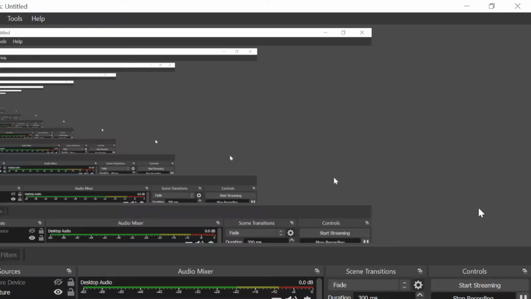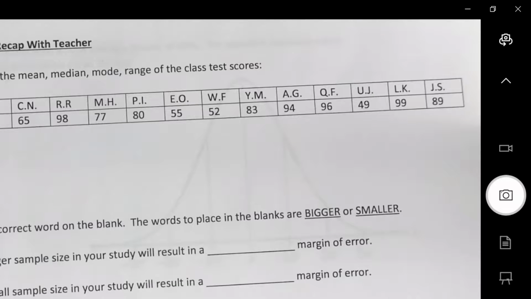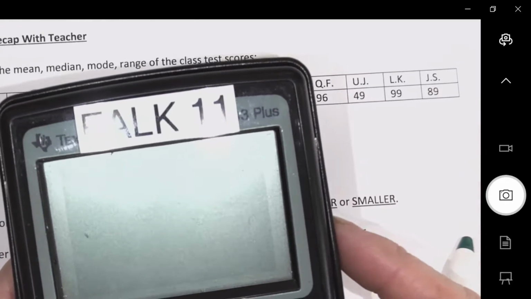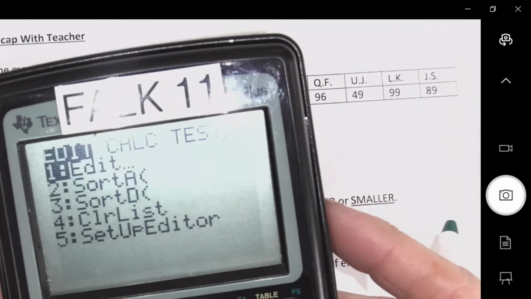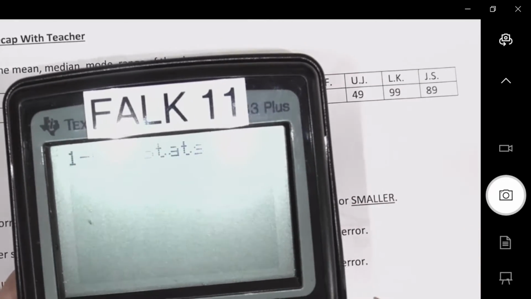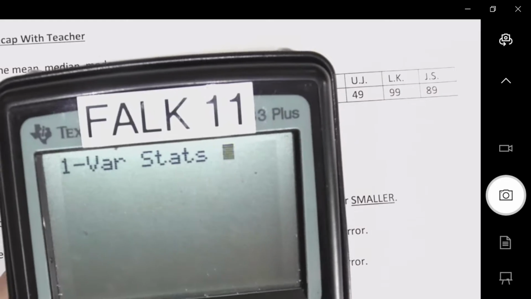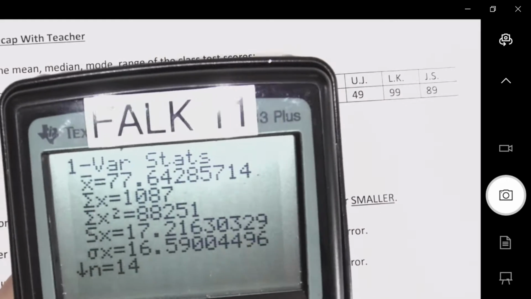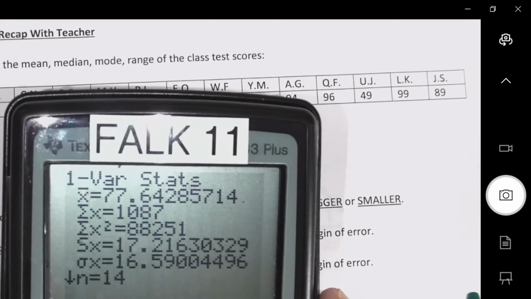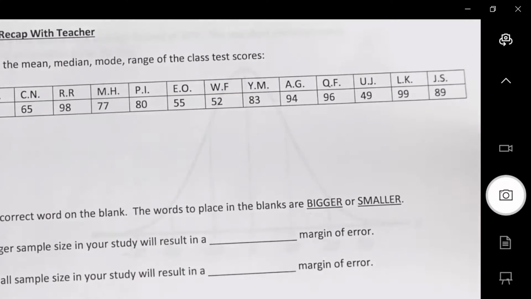Okay, once I have all of the data in my L1, I'm actually going to go second quit. I'm out of there. Okay, stat, calculate, one variable statistics. I don't need to push L1 because it will just automatically do it. So there's our first answer. The mean is 77.6.